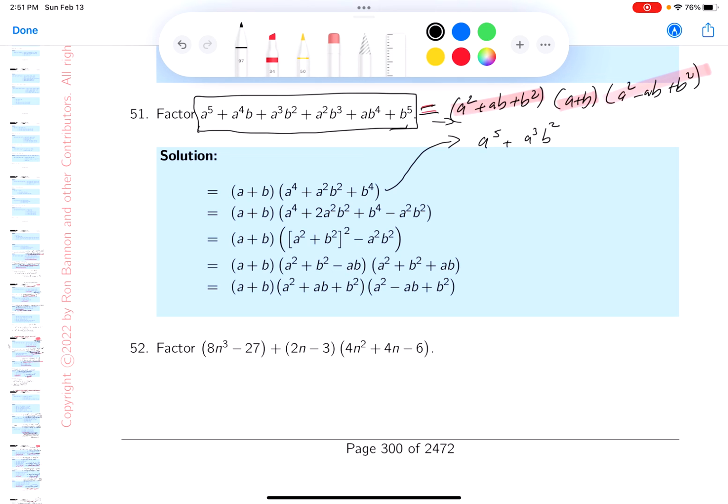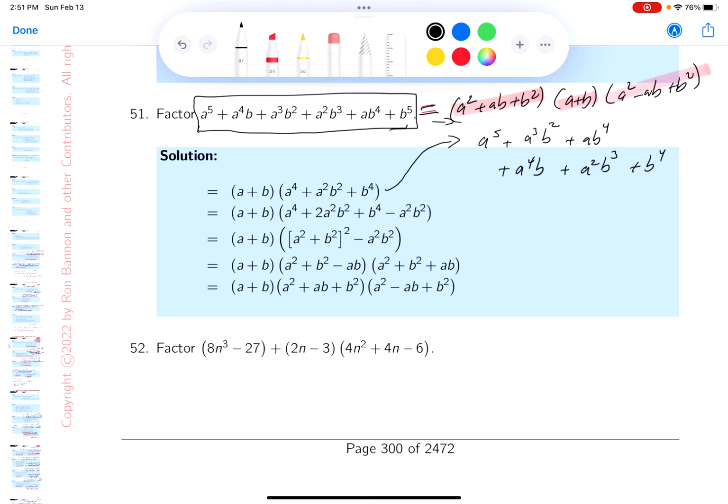And then you're going to get ab^4. What comes next? Let's put it down. a^4 b. Then you're going to get what? Plus a squared b cubed. Then you're going to get what? b^5.